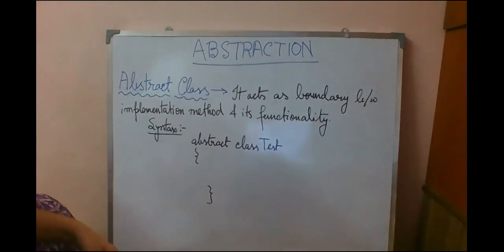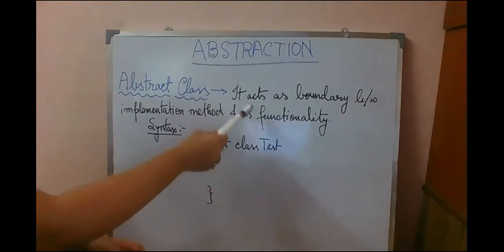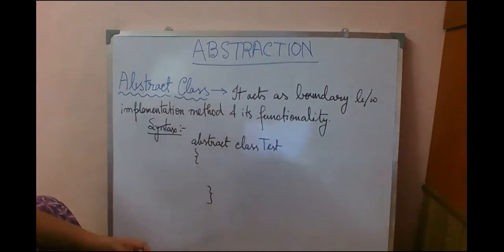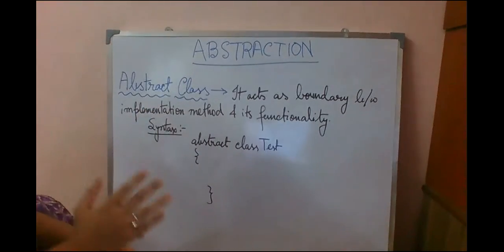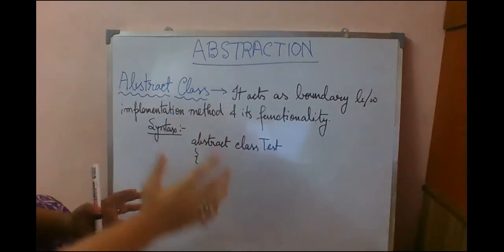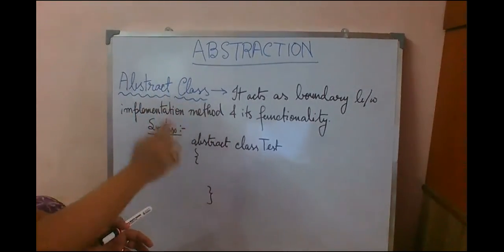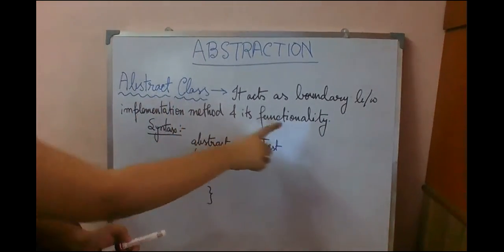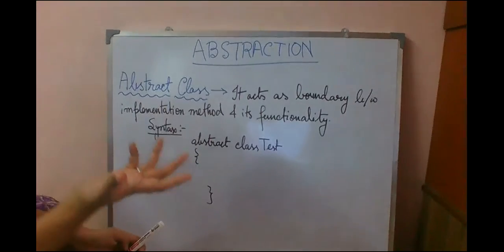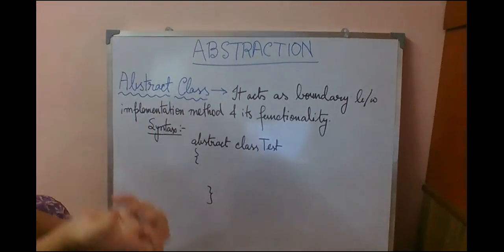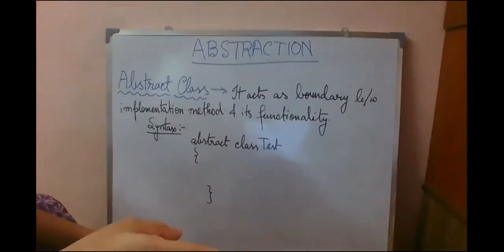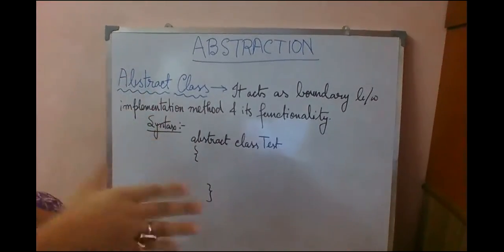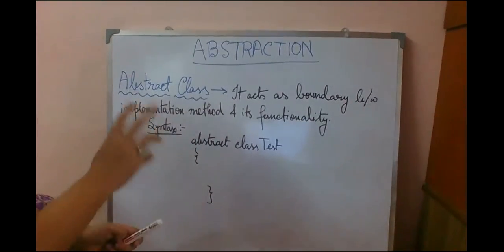So what is an abstract class? Abstract class acts as boundary between implementation method and its functionality. It creates a curtain between the implementation method, the method which holds the entire implementation, and the functionality. Functionality may be described as where the method is being called. You as an outsider will be able to call the method, but you will never get to see what is written inside the method. So this is done by abstraction.